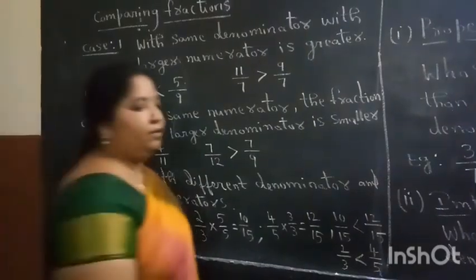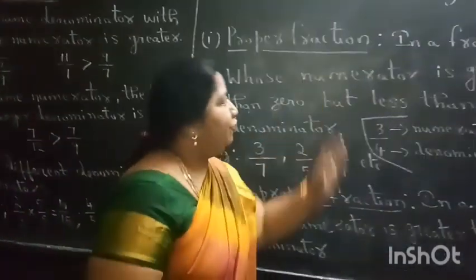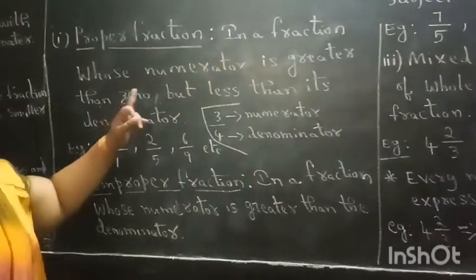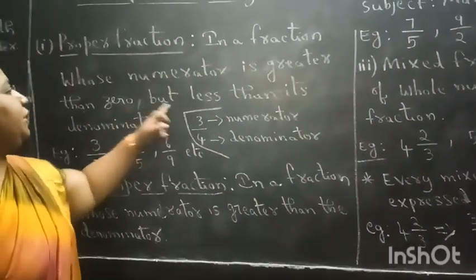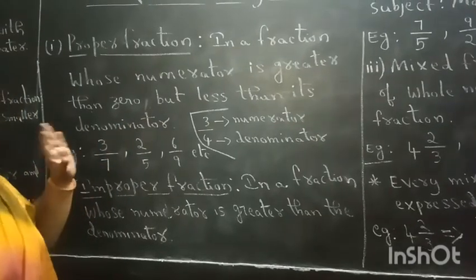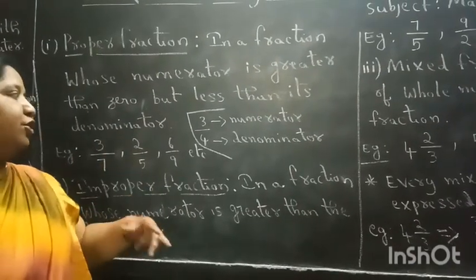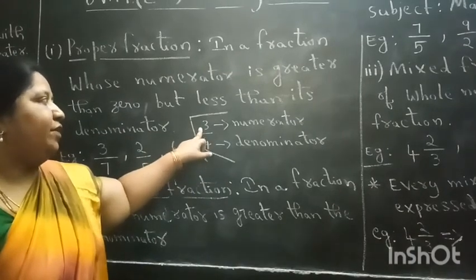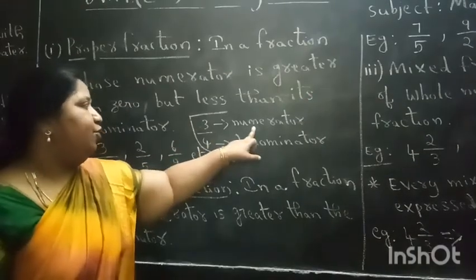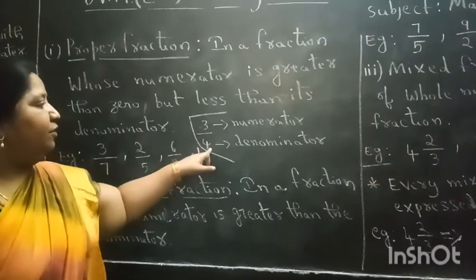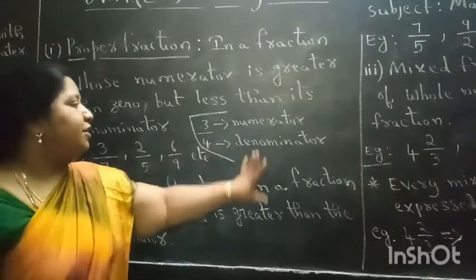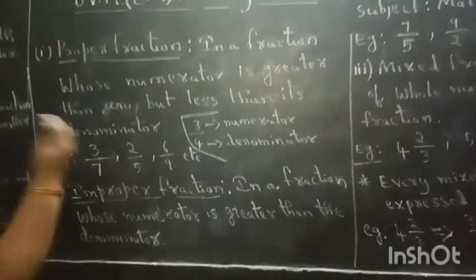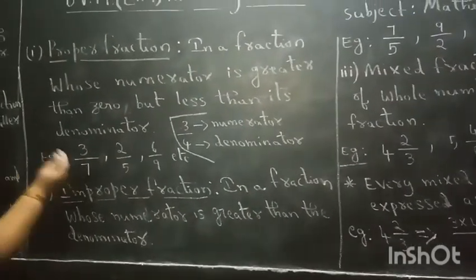Again I repeat, ma. Proper fraction. In a proper fraction, the numerator is greater than 0 but less than its denominator. What is the numerator? What is the denominator? In a fraction, above the line, 3 is there. This 3 is the numerator. Down the line, 4 is there. 4 is the denominator.